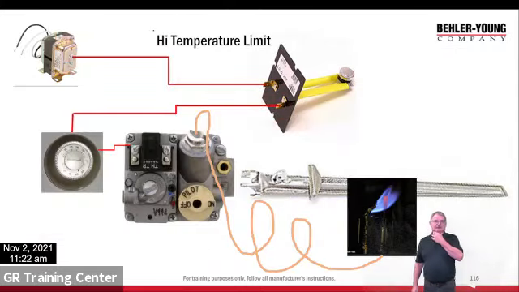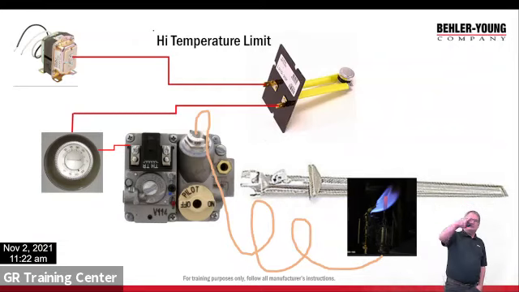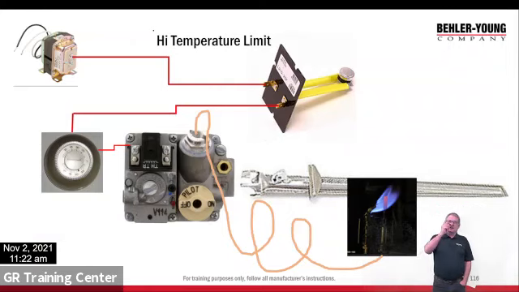So if we look here now, transformer, limit, high temperature limit, thermostat, our combination gas valve, and look at, there's our cap tube, there's our combination gas valve. And so on a call, providing the limit is not hot, we're going to get 24 volts to the valve. As long as the pilot's lit, we're going to light the valve. Okay.